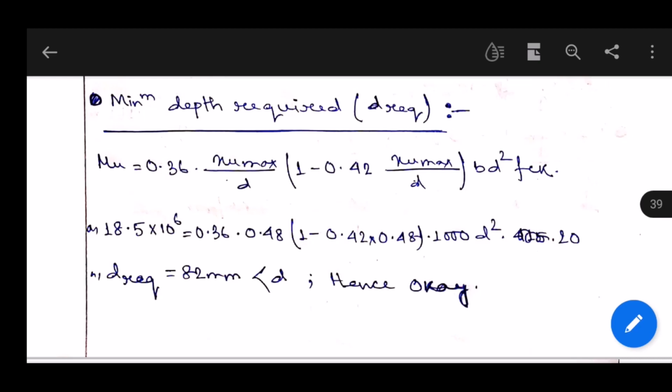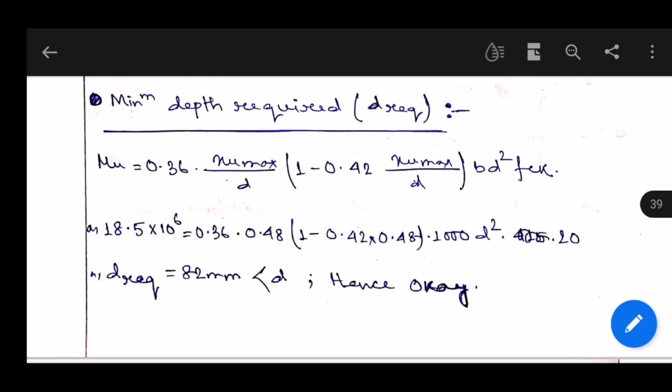So from the formula of Annex G, we may write Mu is equals to 0.36 into xu max by d within bracket 1 minus 0.42 xu max by d bracket closed b into d square into fck. So Mu, that means limiting moment. So here the limiting moment is 18.5 into 10 to the power 6 as we calculated earlier is equals to 0.36 into xu max by d is 0.48.